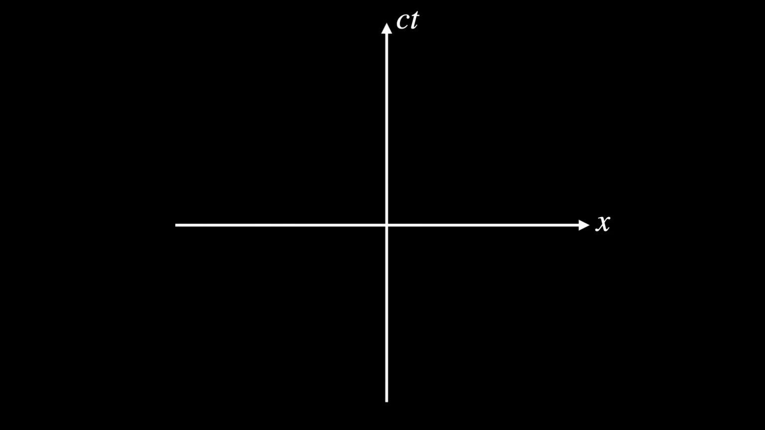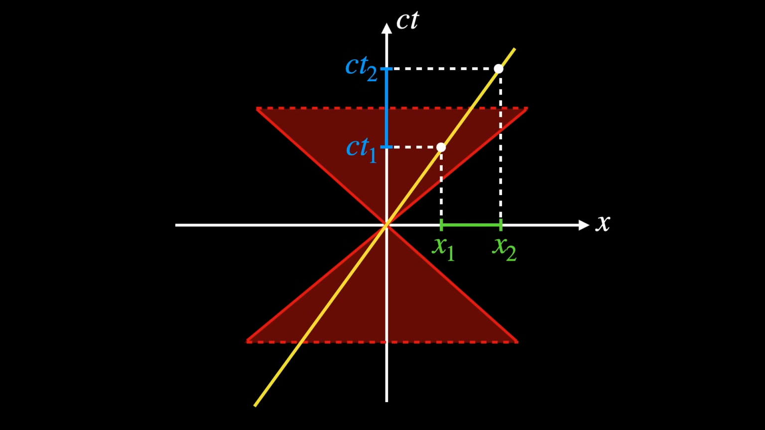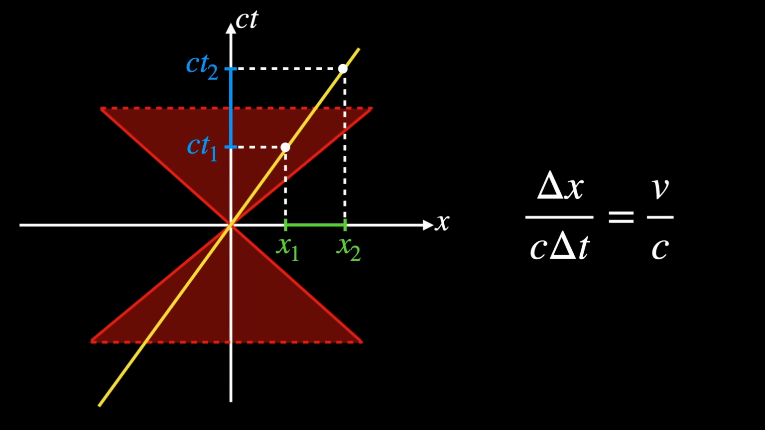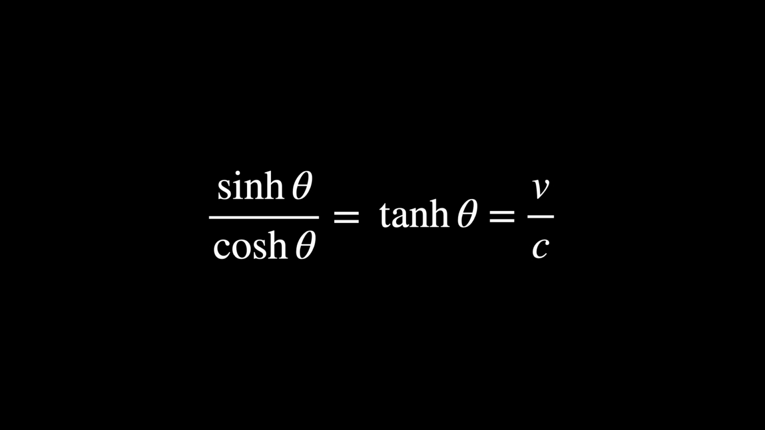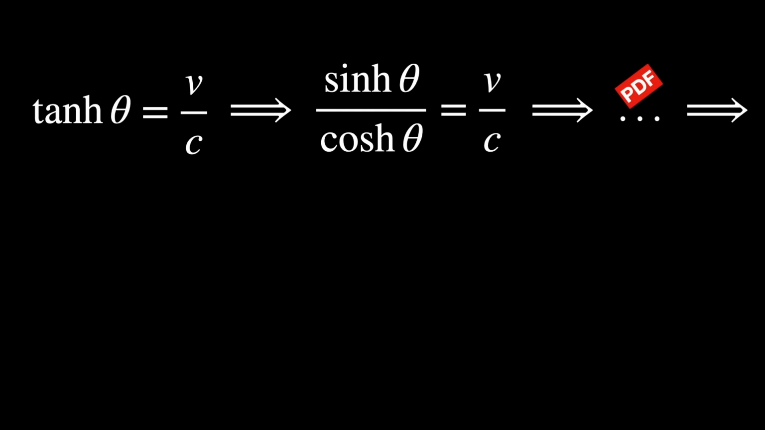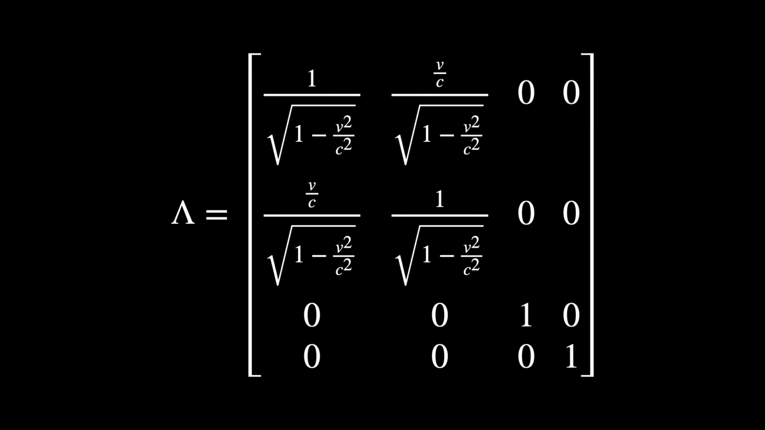A straight world line, so a path in the spacetime diagram, represents constant velocity. The slope of this world line is delta x over c delta t, so v over c, which measures how much space it covers per unit of c time. Since Minkowski space follows hyperbolic geometry, the natural angle measure for this inclination is given by the hyperbolic tangent. So we have that the hyperbolic tangent of theta is v over c. Using this fact, we can work on the math here that you can find in the PDF link. And we find out that the values a, b, c, and d in terms of the velocity of motion v and the speed of light c are these. Therefore, the matrix transformation that we are looking for is this one.